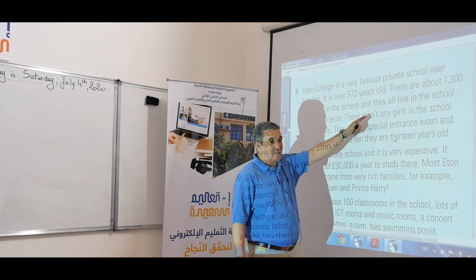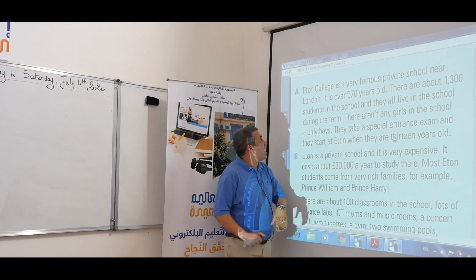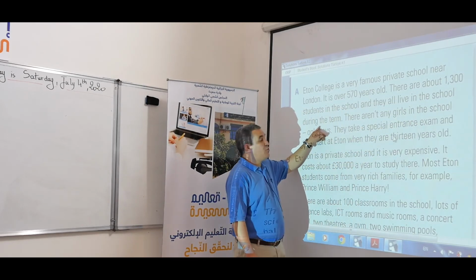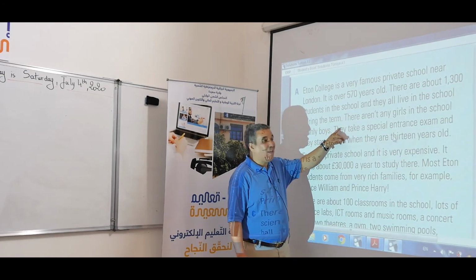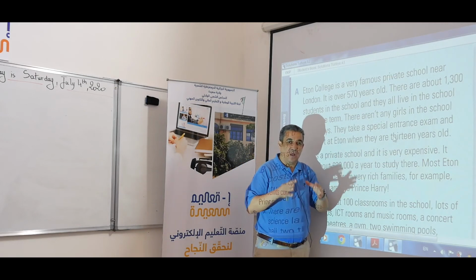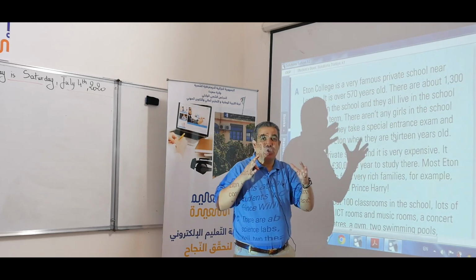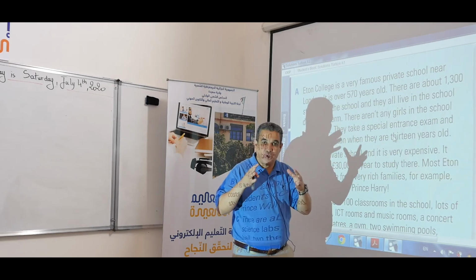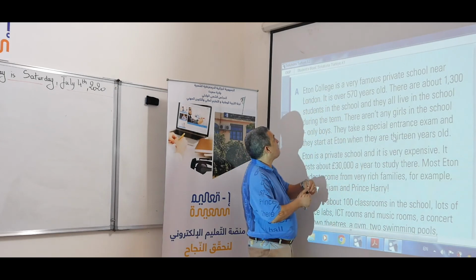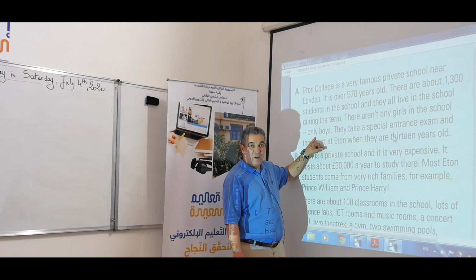So you see how old this school is? 570 years old. There are about 1,300 students in the school, and they all live in the school during the term. This means this kind of school is a boarding school. A boarding school is a school that has dormitories where students sleep, and also canteens where students eat. There aren't any girls in the school, only boys.